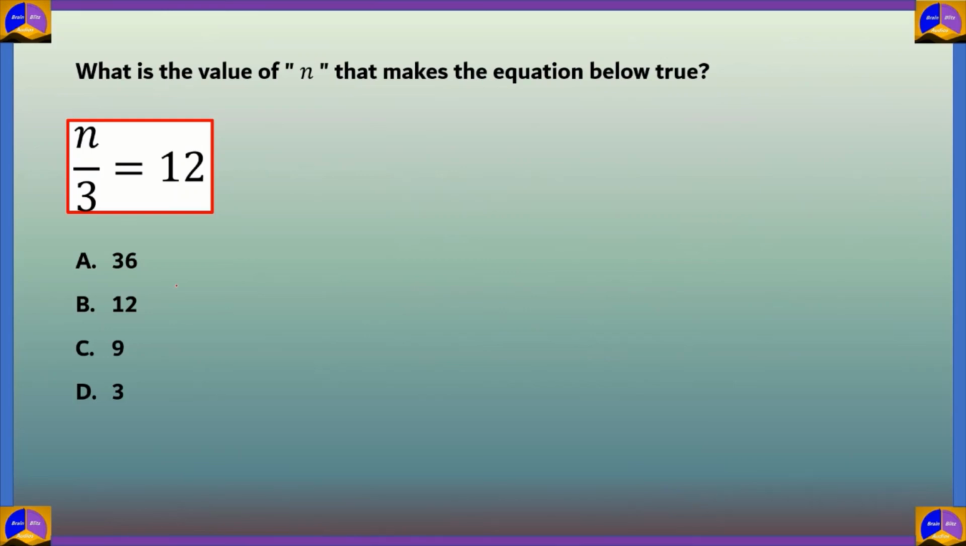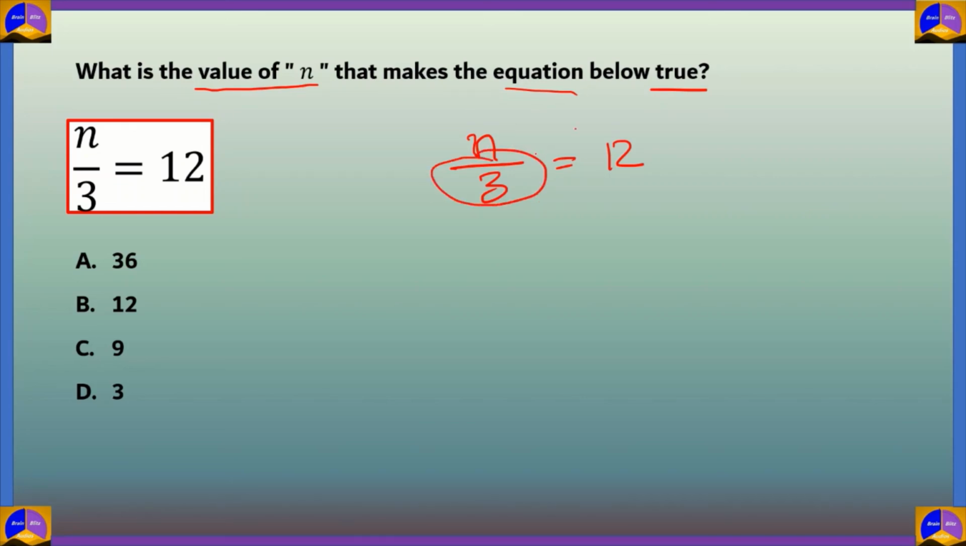Let's move on to the last question. What is the value of n that makes the equation below true? N by 3 equals 12. Option A 36, option B 12, option C 9 and option D 3. Now let's write down the equation over here. Now we have to find the value of n. That means you have to leave n on one side. So we can leave it on the left hand side.